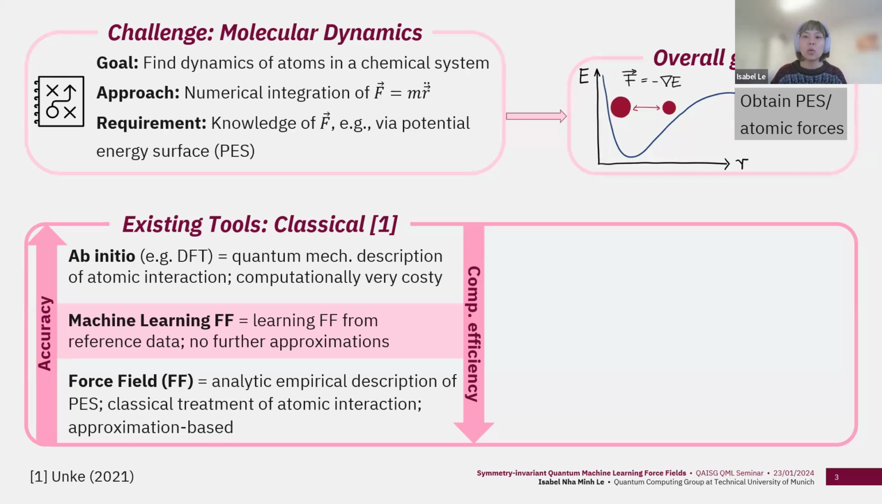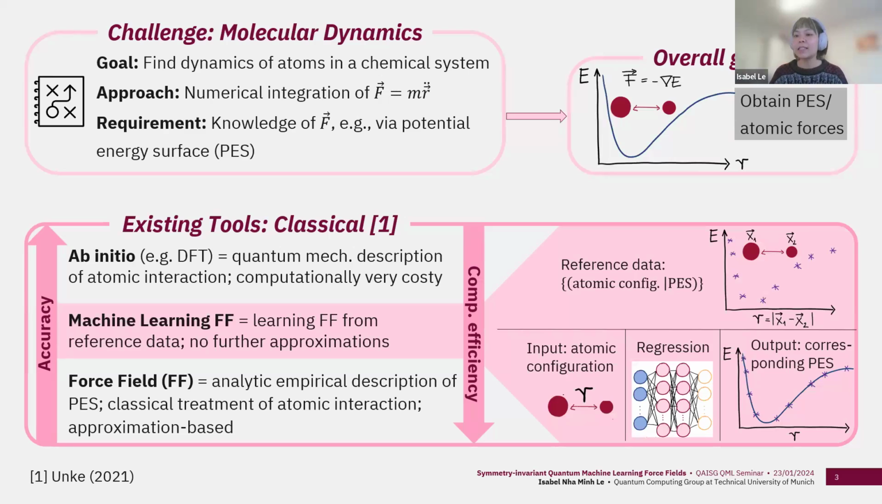And within these so-called machine learning force fields, the atomic forces are learned from a set of reference data without the need of any further approximations. So this means that we have a set of atomic configurations for which we already know the corresponding energy. So this would be the reference set. And these energies could, for example, be obtained by very accurate ab initio methods. And then we train a model to reproduce this mapping between the atomic configuration and the corresponding potential energy surface. So it's some kind of regression task.